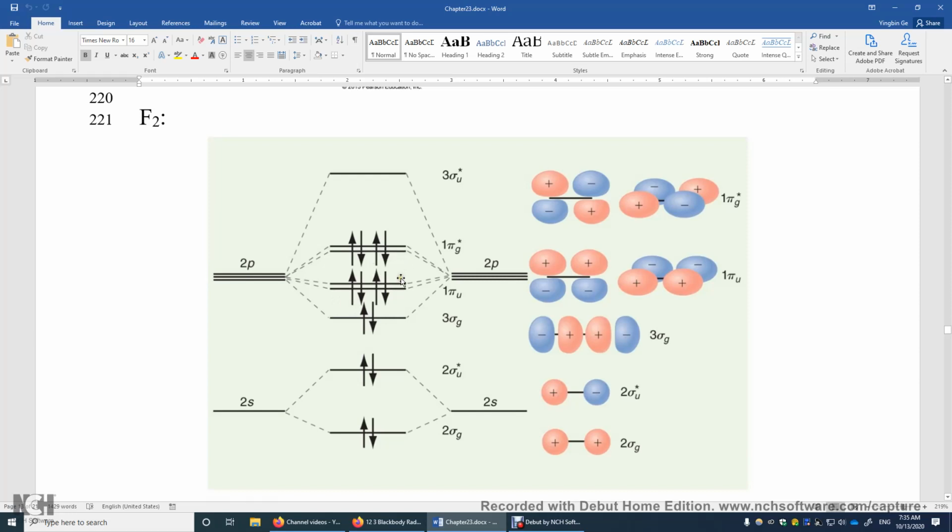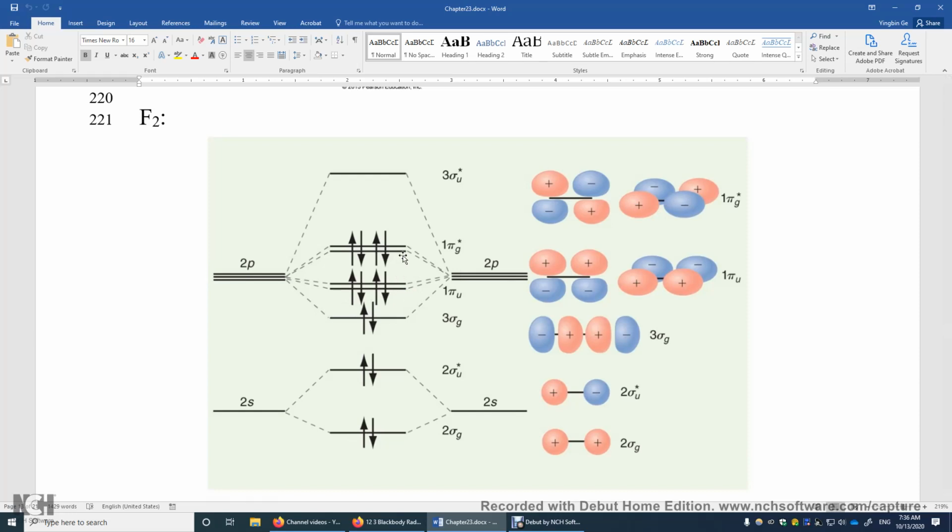Now pi orbitals. You have 2py, 2px here, 2py and 2px here. The constructive interference will form 2 of these pi bonding orbitals in the y direction and also in the x direction. Over here, you form 2 pi star antibonding orbitals in the y direction and in the x direction. So we call these 2 orbitals degenerate pi orbitals. These 2 are degenerate pi g star orbitals.